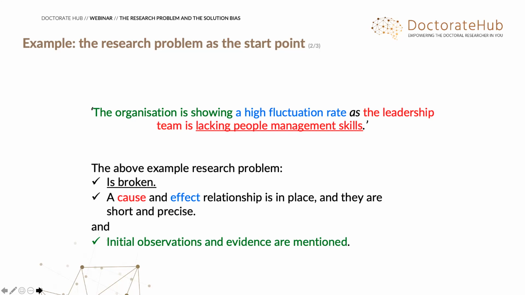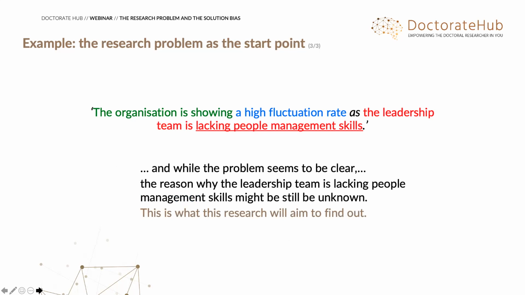And we are drawing on initial observations and evidence. So the organization is showing 1 out of 2 employees quitting within a year. So this is a clear evidence base over which to start. Now, while the problem seems to be clear, the reason why the leadership team is lacking people management skills is perhaps very much unknown. So this is what this research will aim to find out.